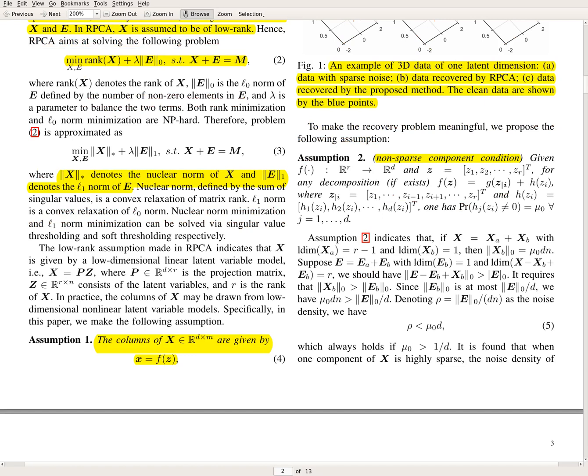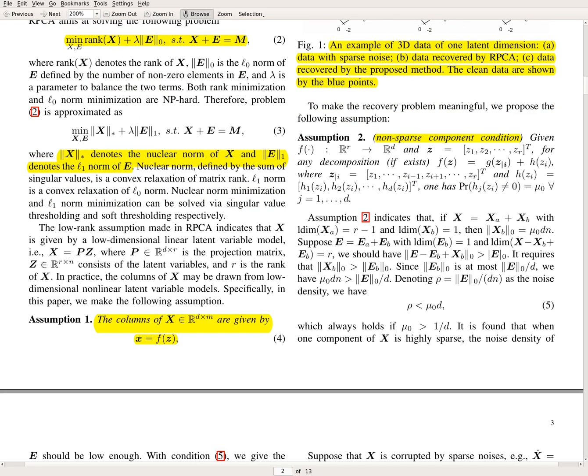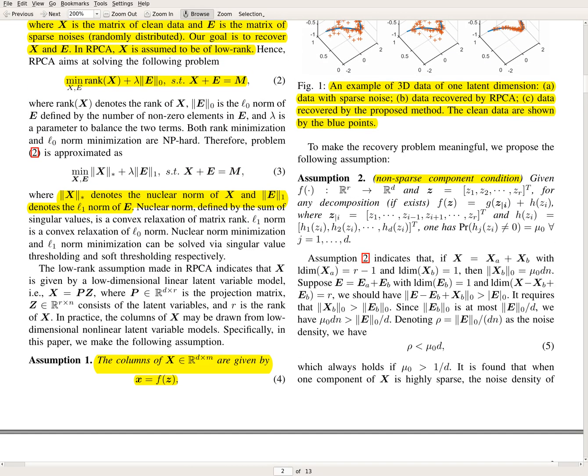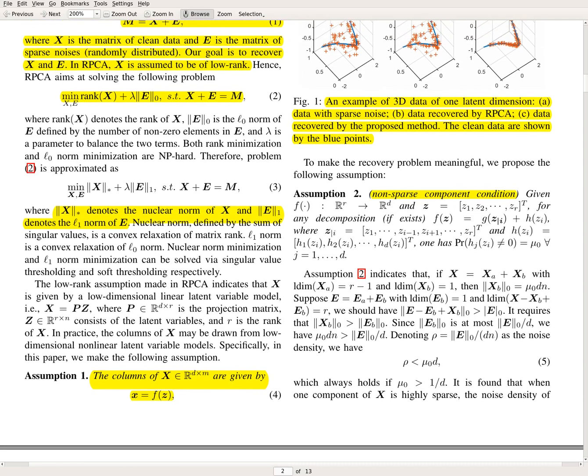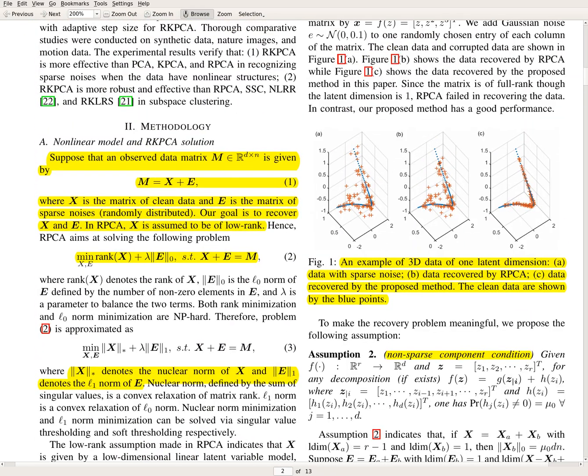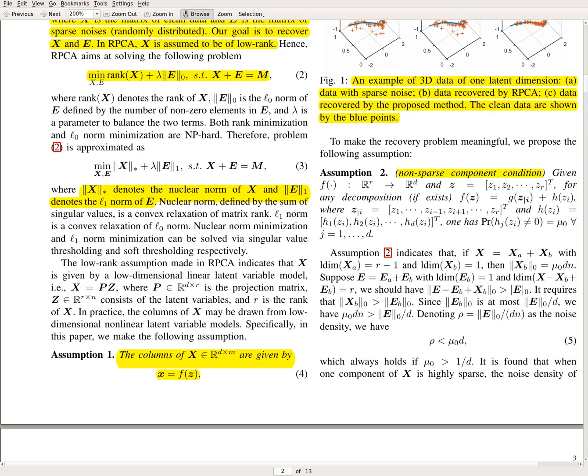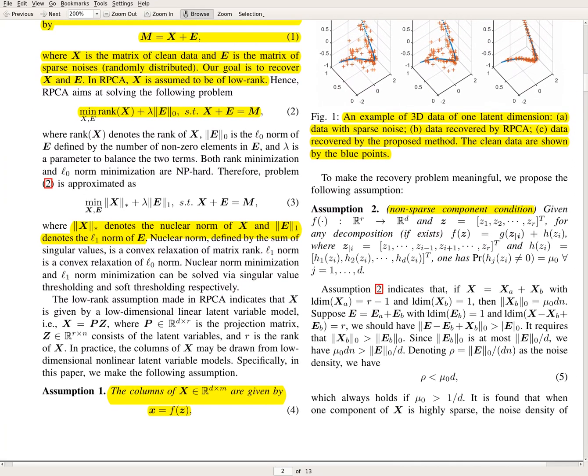Yeah, so the minimization of this rank is simplified to the nuclear norm of X, and for the sparse term, they approximated it by a different norm, the L1 norm of E, to simplify. And this nuclear norm, they didn't have it here, but I think that's the sum of the singular values, I think.